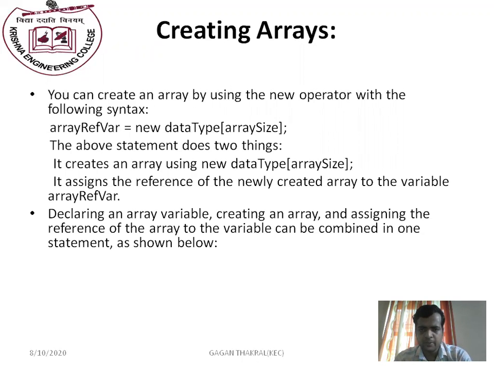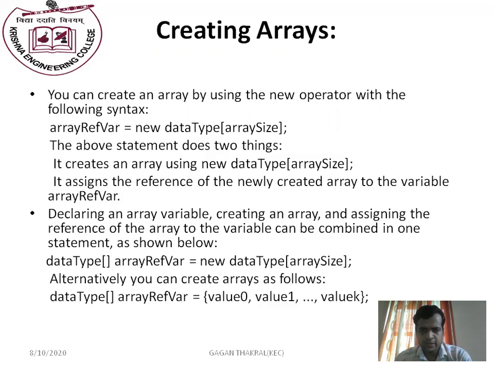Declaring an array variable, creating an array, and assigning the reference of the array to the variable can be combined in a single statement as given below. First of all, we write the data type of the array, then square brackets, then the name of the array, then equal to, then the new operator, then again the data type of the array, and in square brackets we pass the size of the array. Here declaration and definition, everything is done in a single line.